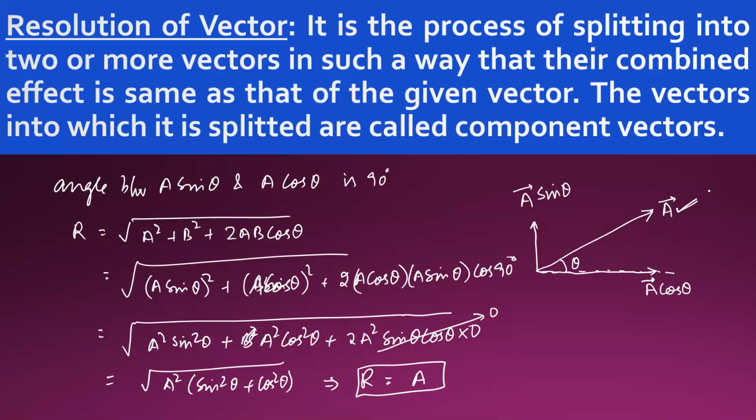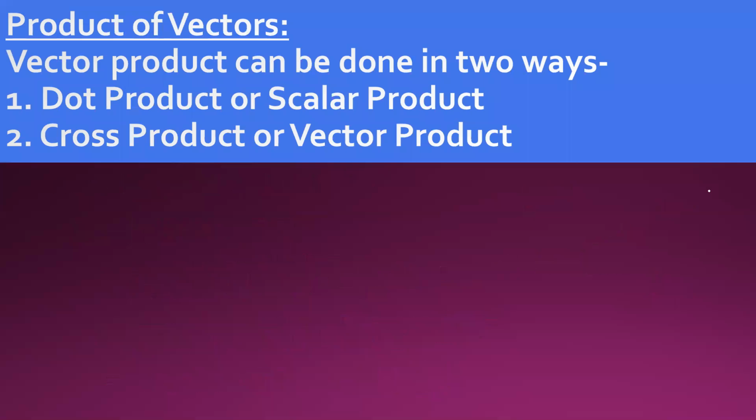Now we had already studied the addition of vectors. Now we are going to study the product of two vectors. The product can be done in two ways. One is the dot product or the scalar product, and the other is the cross product or vector product. So first of all, we are going to discuss the dot product. What is the dot product? Suppose we are having two vectors.